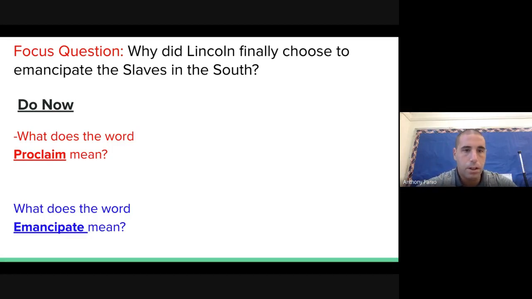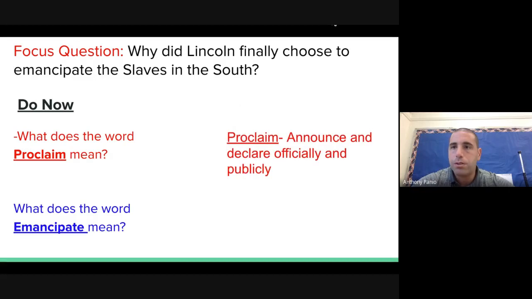Okay, let's get started, ladies and gentlemen. So the focus question today is, why did Lincoln finally choose to emancipate the slaves in the South? If you were doing the word proclaim, if I was to proclaim something, essentially proclaim means to announce and declare officially and publicly. So what that means is I'm letting everyone know something.